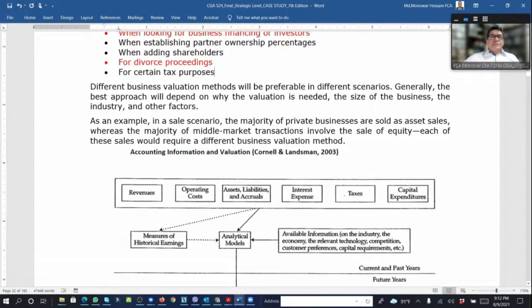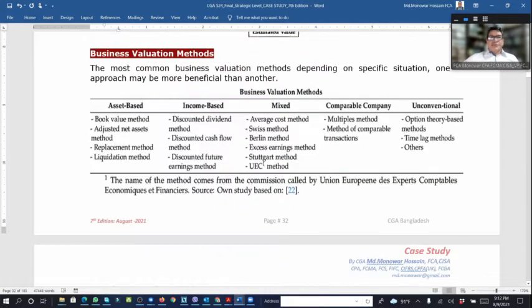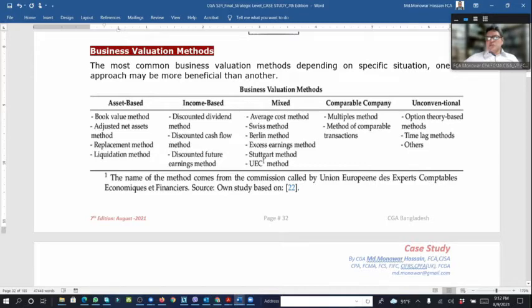For certain tax purposes, valuation is done, do you understand? So we have seen business valuation methods. There are asset-based valuation, income-based, and sometimes comparable. Asset-based includes the book value method, adjusted net asset method, replacement method, and liquidation method.